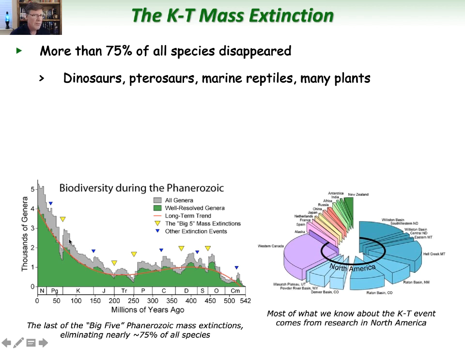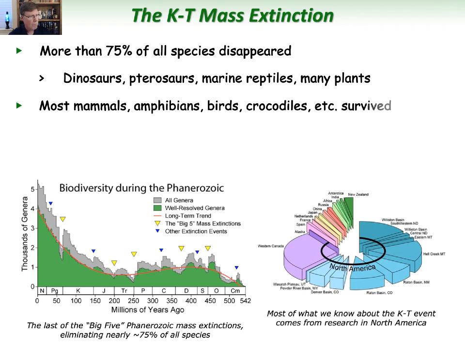Of these, many of which we discussed previously, the dinosaurs, the pterosaurs, the marine reptiles of all different kinds, and many different kinds of plants would go extinct. However, most mammals, amphibians, birds, crocodiles, and other creatures survived. This seemingly implausible scenario, where some of your more abundant and dominant creatures would die off and others would survive, is perplexing, and it's still being addressed today in scientific study. We think we have answers to a lot of it.